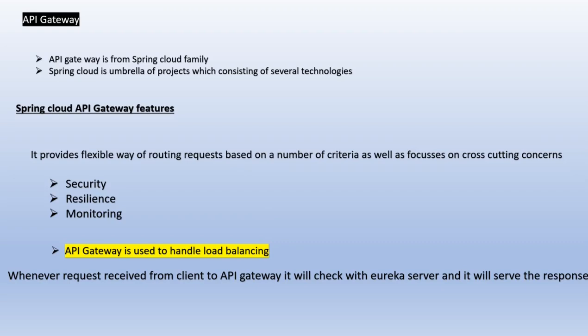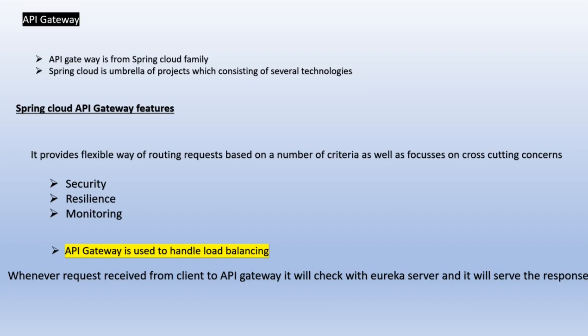Hello. Now we will see about API gateway and Eureka server. API gateway is from the Spring Cloud family, and Spring Cloud is like an umbrella of projects consisting of several technologies. API gateway is also one of the technologies from the Spring Cloud umbrella. And Eureka is also one of the projects from Spring Cloud. We will see Eureka later, and now we will see about API gateway.